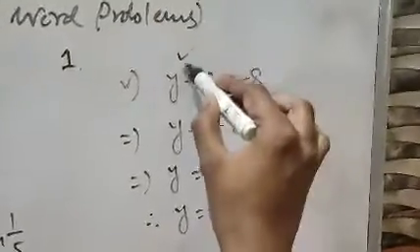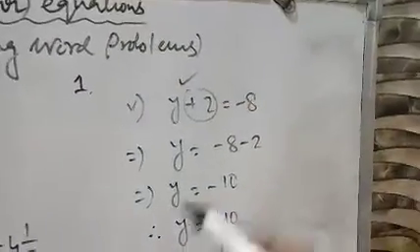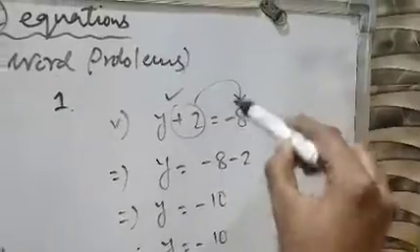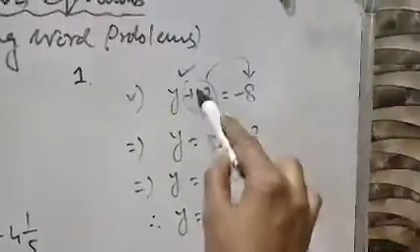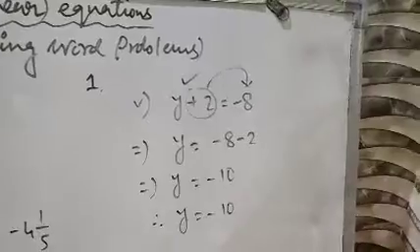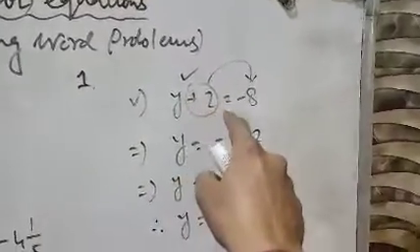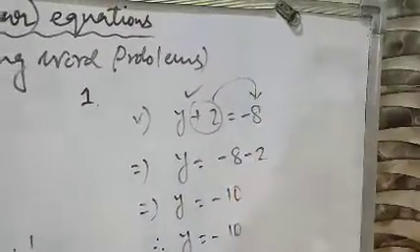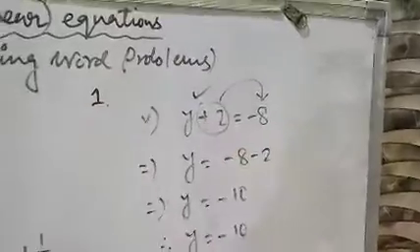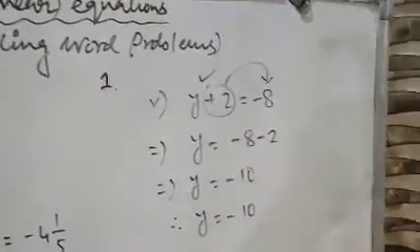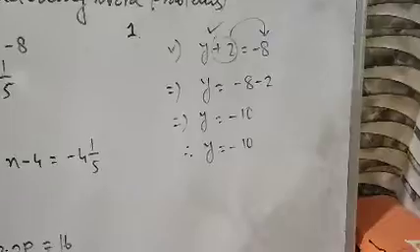Because plus 2 is the constant part, we have to transfer this plus 2 from the left hand side to the right hand side. So the sign will automatically get reversed. That means here is a plus 2. If we write 2 on the right hand side, the sign will be minus 2. So minus 8 minus 2 means minus 10. The answer is minus 10.